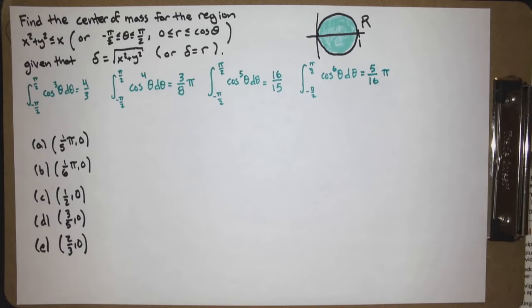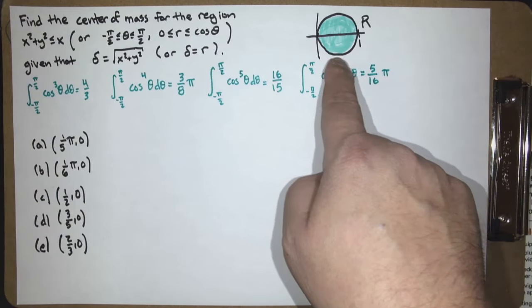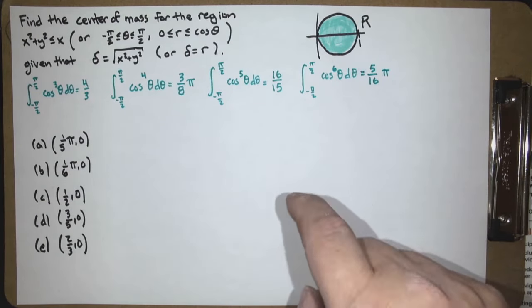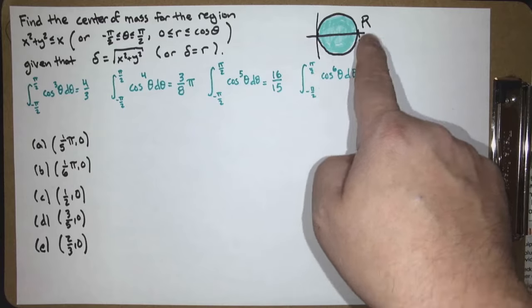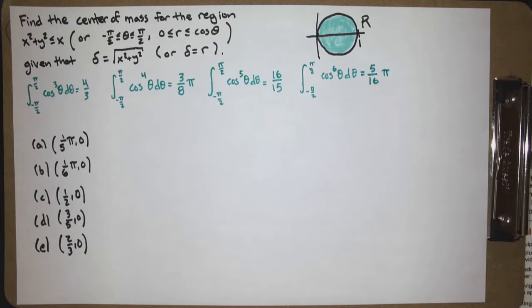Now, it's not centered at the origin, so the circle isn't r equals something, but it's not too bad. The curve is r equals cosine theta. So this is r equals cosine theta, going from negative pi halves to positive pi halves. And we're given that the density looks very polar-like, square root of x squared plus y squared, or just r. And the question: center of mass.